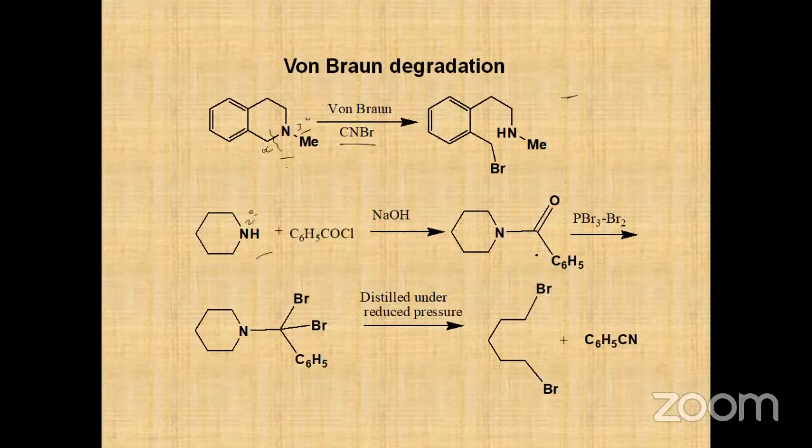This N-benzyl derivative is treated with PBr3 and bromine, which leads to the formation of cyanobromide or bromo benzonitrile. At the same time, cleavage of this bond and this bond takes place, and bromine attaches at the two alpha positions of nitrogen. Then it leads to the formation of the dibromo product. Suppose it is a pyridine derivative, a 1,5-dibromopentane derivative is generated.